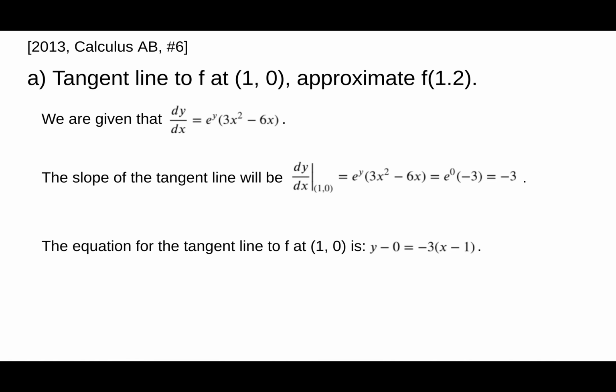I typically will write these equations in point-slope form because it's the easiest to get given the information that you have. And once you have an equation for the tangent line that's correct, there's really not much point in working with it any further. Make sure you lock that point up. And then to use this equation to approximate f(1.2), f(1.2) would be -3 times (1.2 - 1), which is -3 times 0.2, which is -0.6.